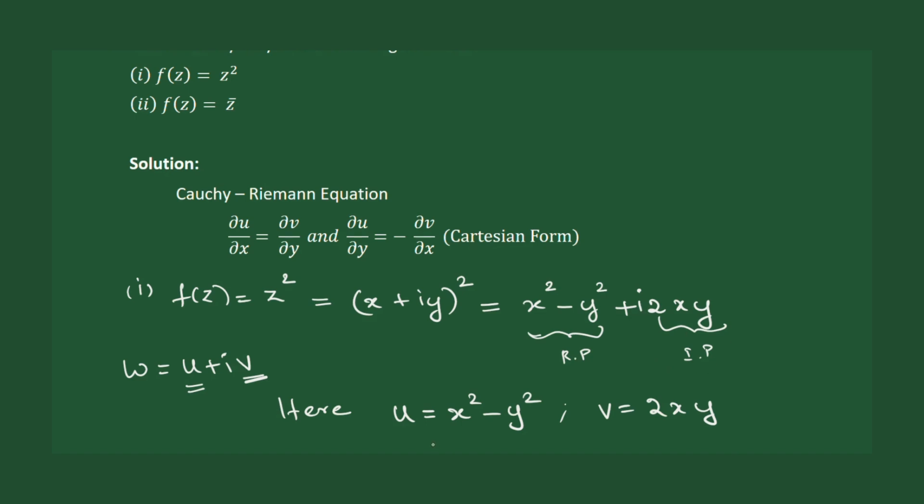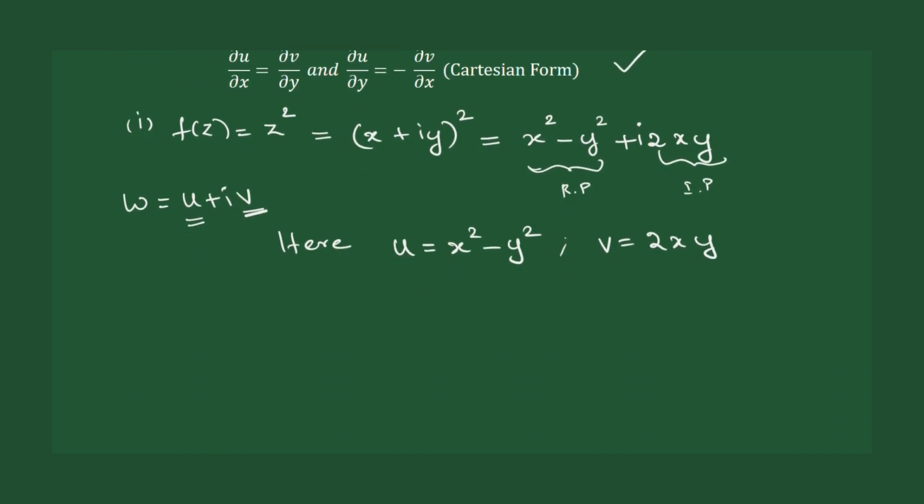Apart from i, the remaining thing is considered the imaginary part. So why are we taking u and v? If we know u and v, then only can we check the Cauchy-Riemann equation. So to check the Cauchy-Riemann equation, first we have to identify u and v, which are functions of x and y. Now we have to find the first order partial derivatives.